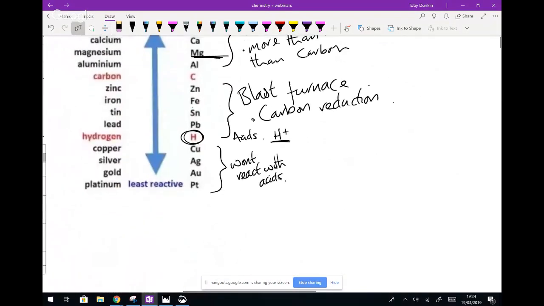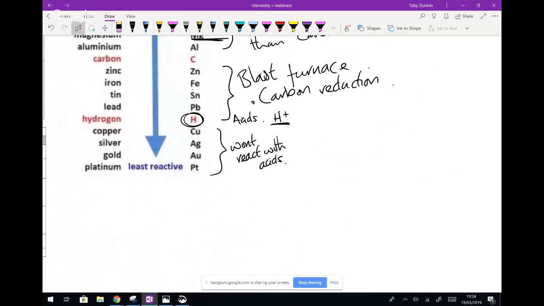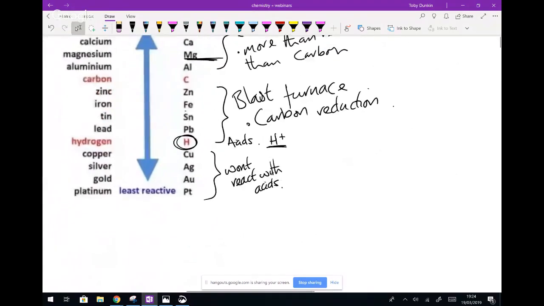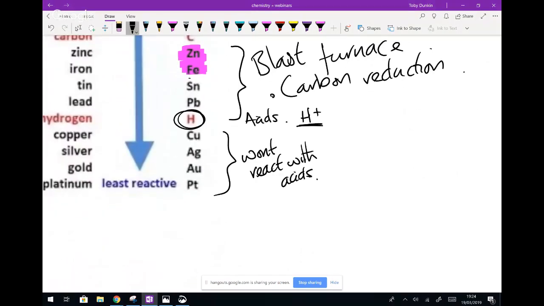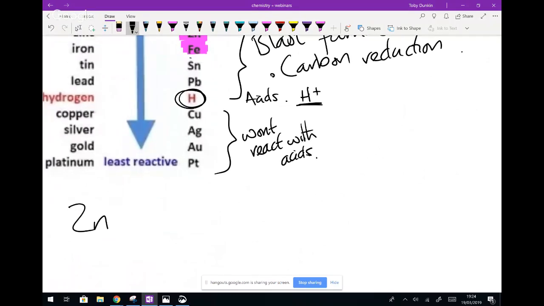So, I'm tempted to use an example. I'm going to pull two metals out: zinc and iron. Zinc is higher in reactivity compared to iron. What that means is zinc likes to lose electrons more. It wants to lose them. So if I add iron to this, because zinc is more reactive than iron, it's going to swap. The zinc is going to give its two electrons to the iron.